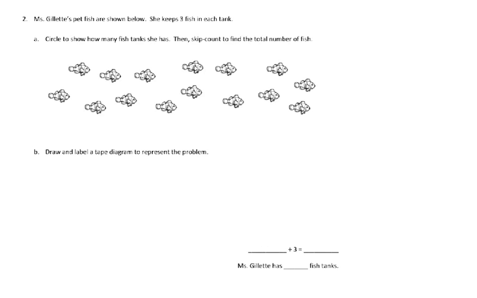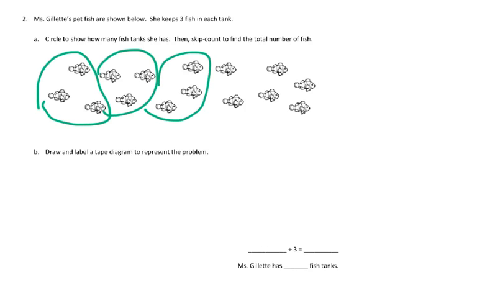Okay, so the first part we're going to do is circle to show how many fish in each tank. So she keeps 3 fish in each tank. So we're going to make this is 1, 2, 3, 4. I have 5 tanks there.